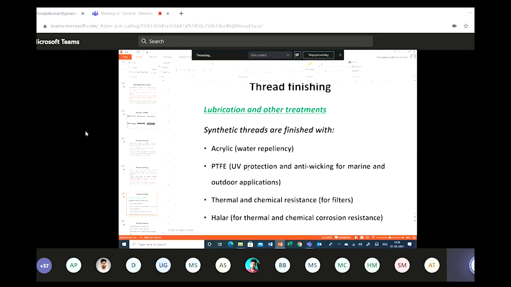So to protect the thread from UV, one can use the PTFE threads, but they are very costly. Remember, PTFE is now very costly. So for UV protection and the anti-wicking properties, which you need in the case of marine and outdoor applications.